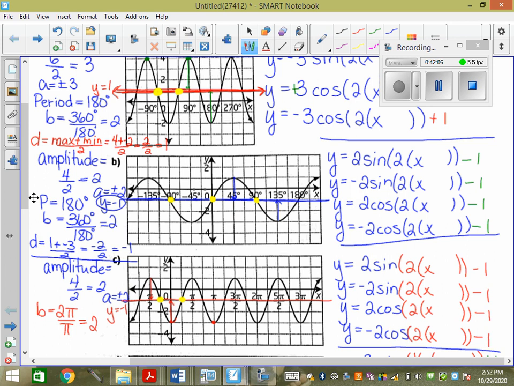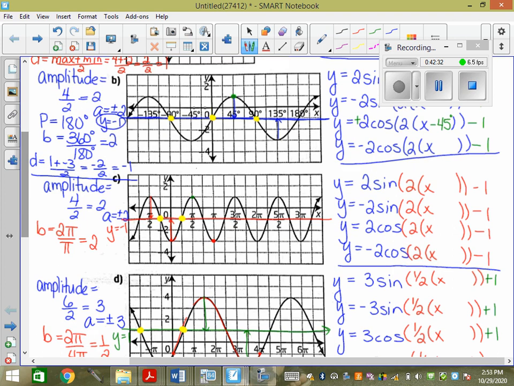Okay, I'm going to look for my closest maximum. Is my maximum on the y-axis? Nope, it's been moved 45 to the right. So my positive cosine is going to be x minus 45 degrees, because it's moved 45 to the right. Go to my next one.